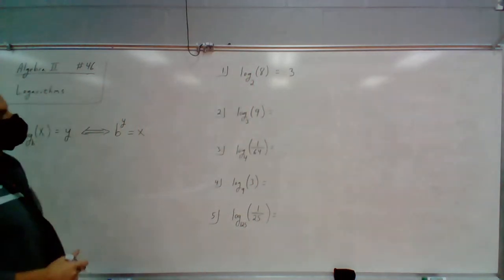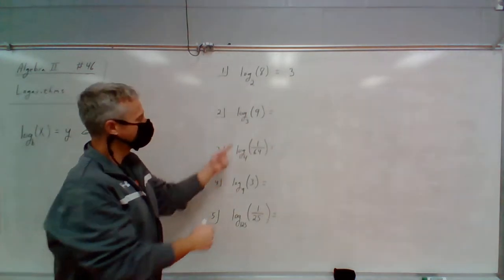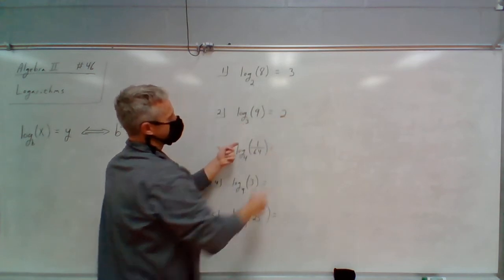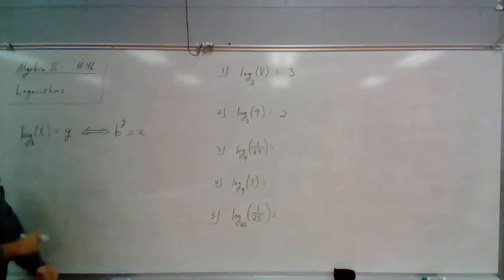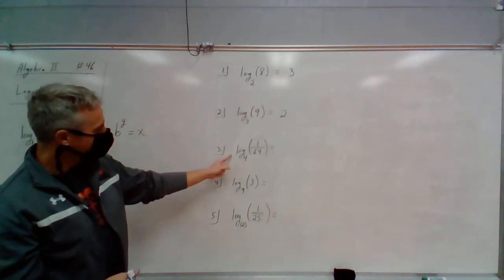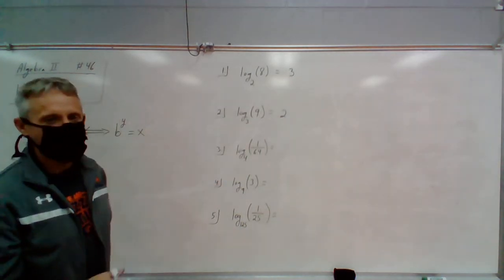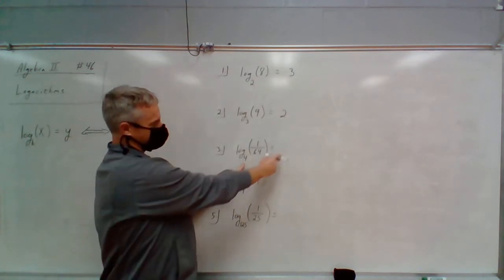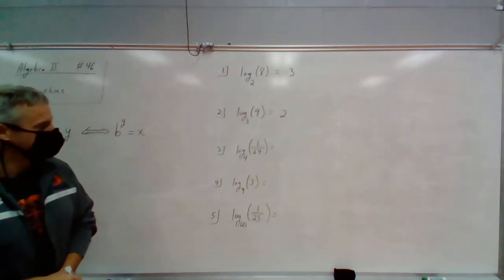All right, let's try another. Log base 3 of 9. So 3 raised to what number gives me 9? Well, that's a 2. 3 squared is 9. So it's really easy. All right, let's make it more interesting now. Log base 4 of 1 over 64. So 4 raised to what number will get me 1 over 64?